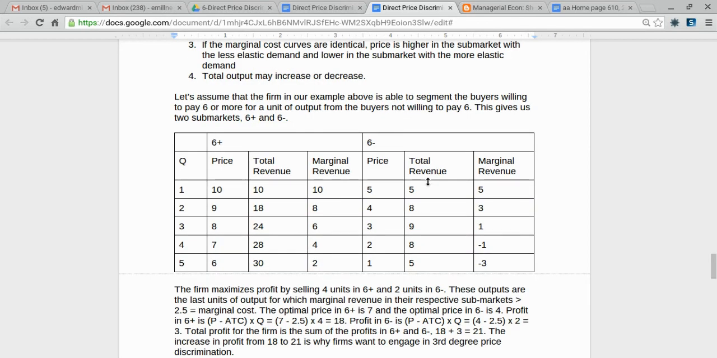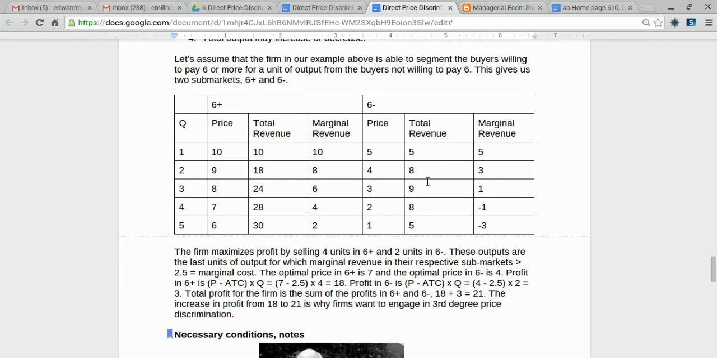A bit contrived. Let's assume the firm in our earlier example is able to segment the buyers willing to pay 6 or more for a unit of output from the buyers not willing to pay 6. Pretty artificial. We've got the high-priced buyers in one group and the low-priced buyers in another group. This gives us two submarkets, which I'll call 6 plus and 6 minus. The 6 plus, they'll buy a total of 5 units. If the price is low enough, willingness to pay goes from 10 to 9 to 8 to 7 to 6, which means if the firm sells, for example, 3 in the 6 plus market, total would be 24.